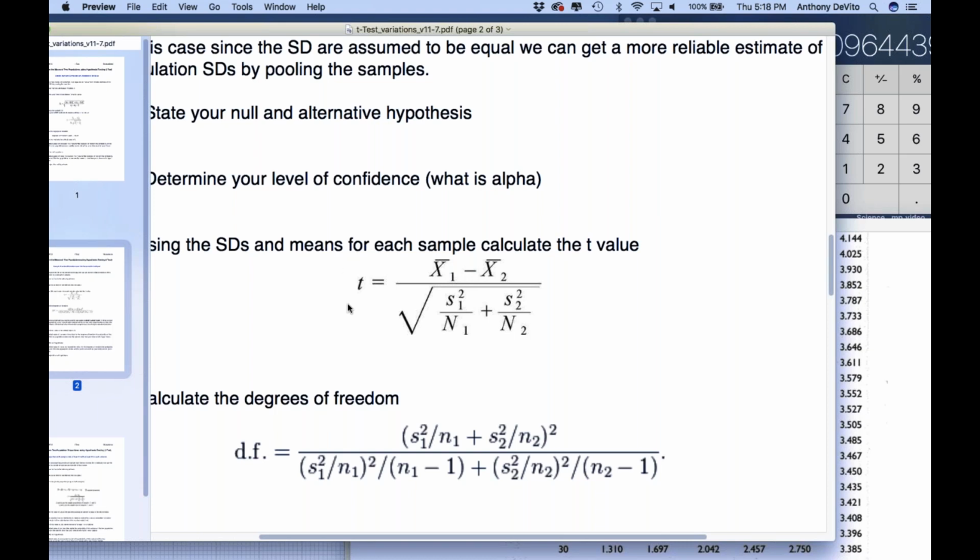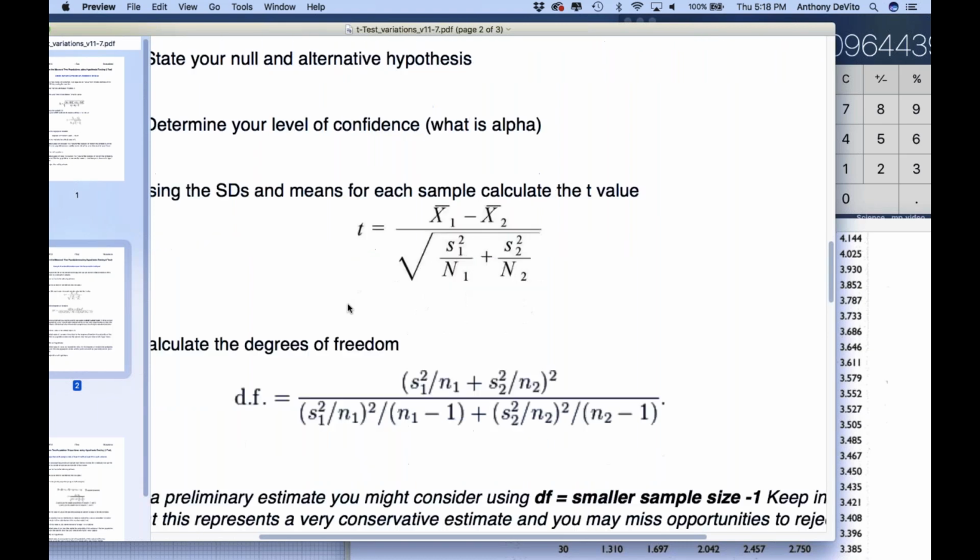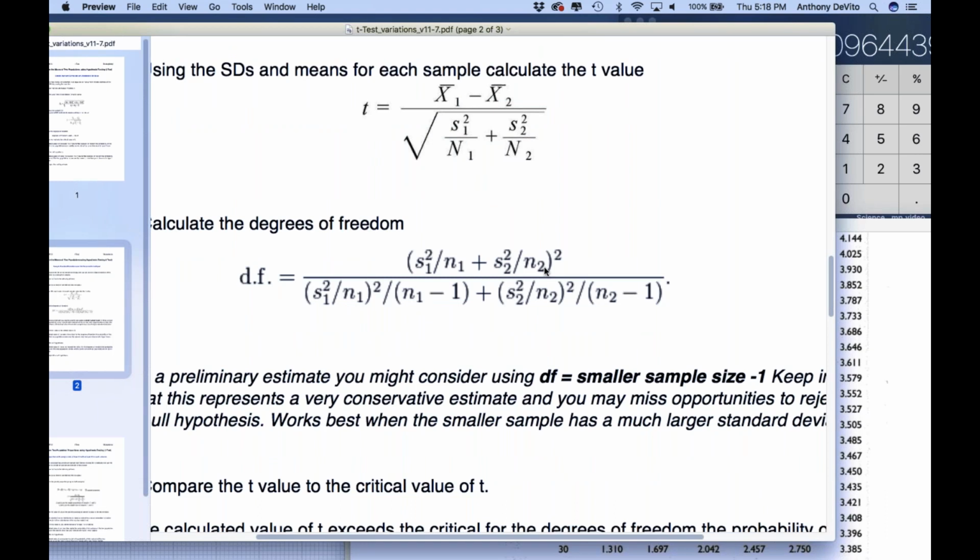Now, the oddball thing here is calculating the degrees of freedom. You calculate the degrees of freedom by using this formula, except nobody really uses that formula. Most of the time, you're going to be using SPSS or some other software to calculate this. And if you're not, a good workaround is just to take the smaller of the two samples, subtract 1, and use that as your degrees of freedom. Because that's extremely conservative. It's always going to be more than that, right?